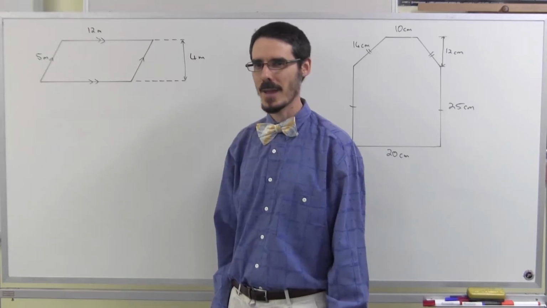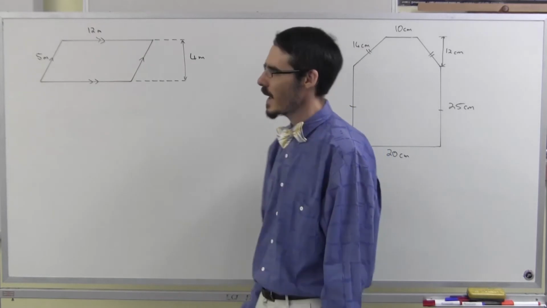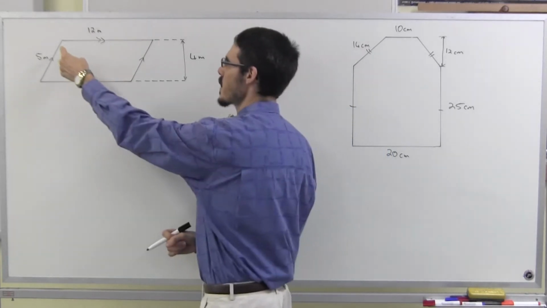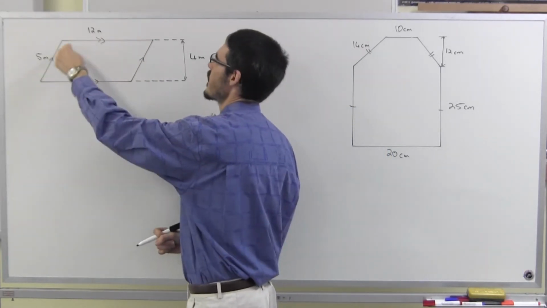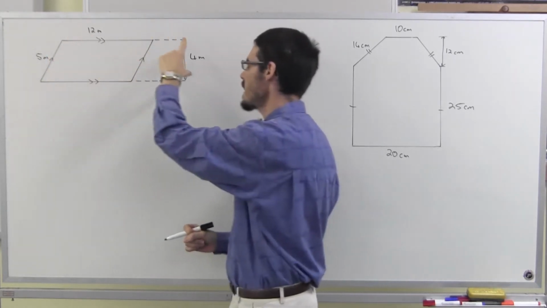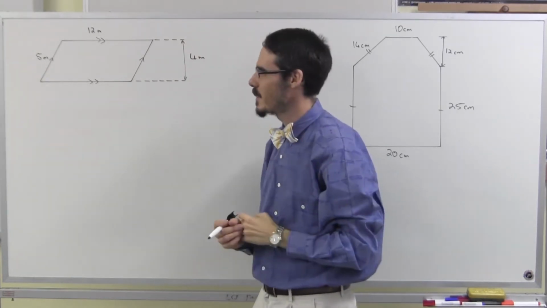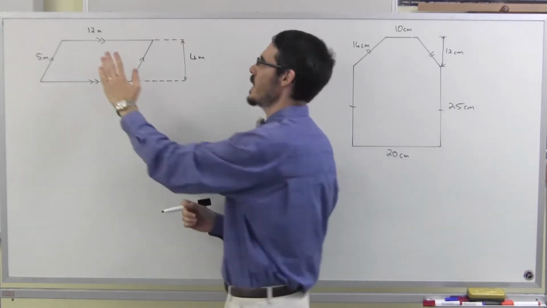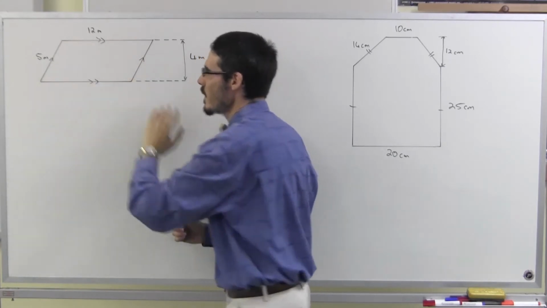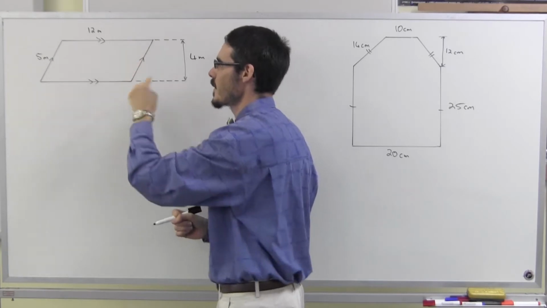So now let's work out the area of these shapes. To work out the perimeter, I walked around the outside edge. I needed this length, which is 5, but I didn't need this distance, which is 4. But to work out the area, I need to work out the space in the middle. And for that, I'm going to need this height.